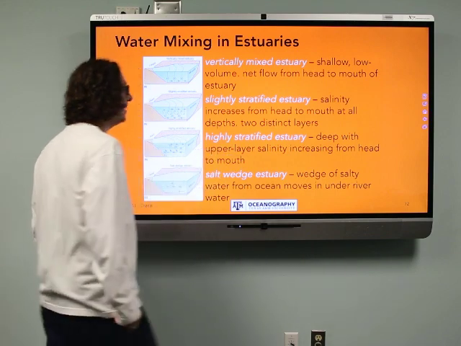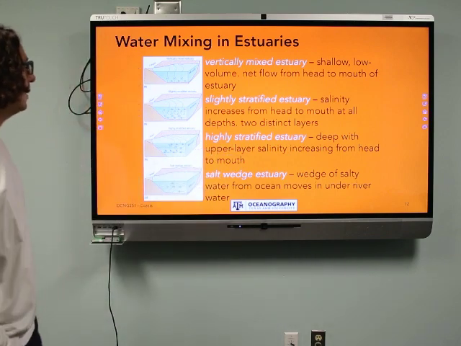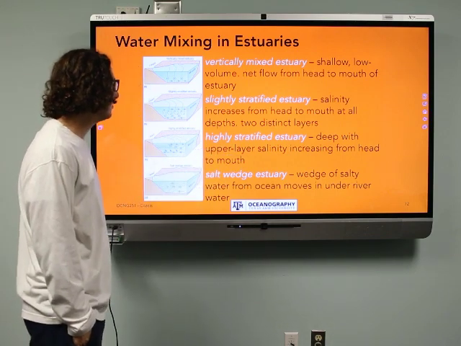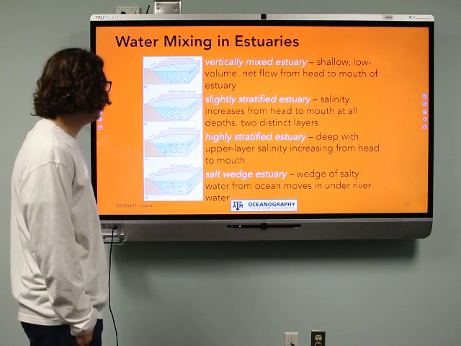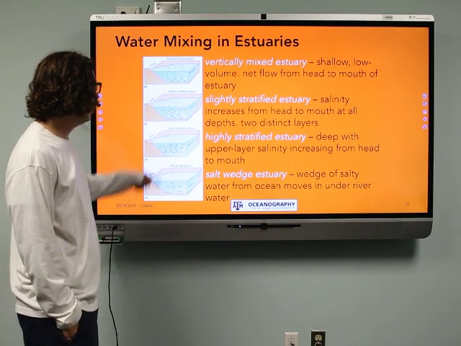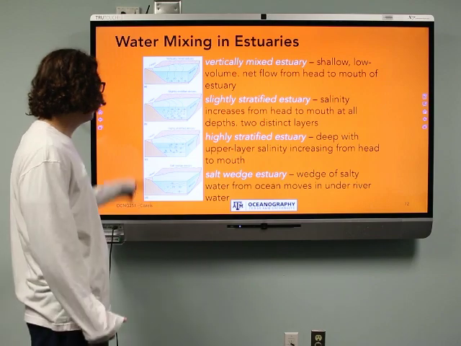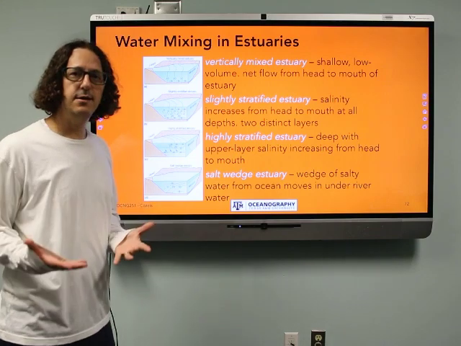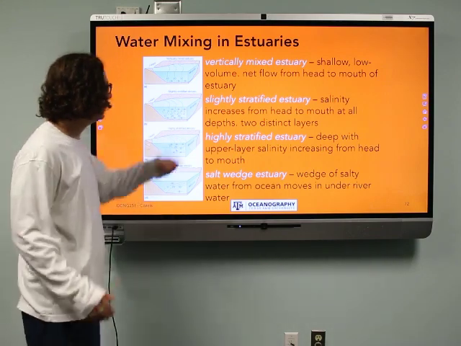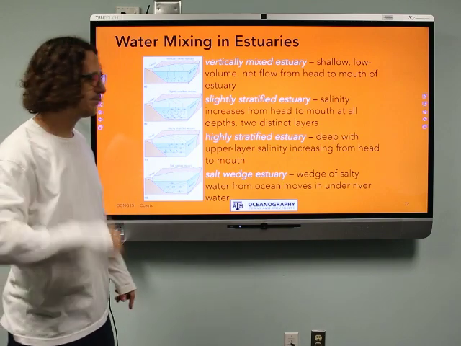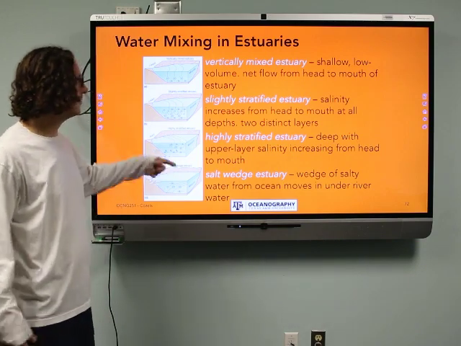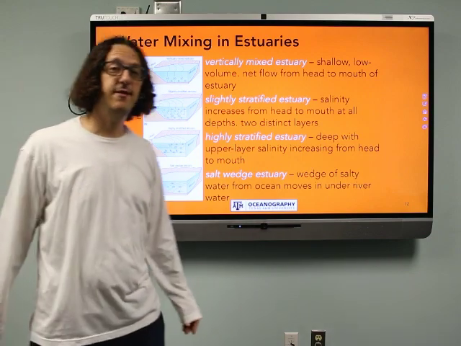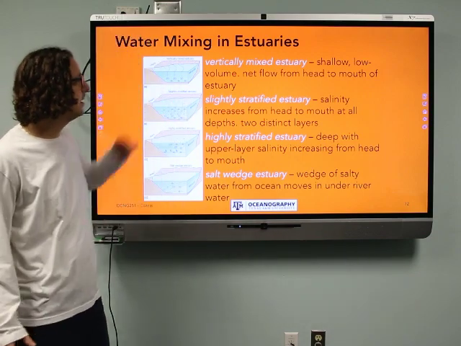And in a highly stratified estuary, you have a deep, higher salinity layer increasing from the head to mouth. And so basically, either way, you're going to have mixing of the salt water and the fresh water, and salinity is increasing towards the mouth. But there's different flavors of how stratified that is. I think that these can really be the same thing.